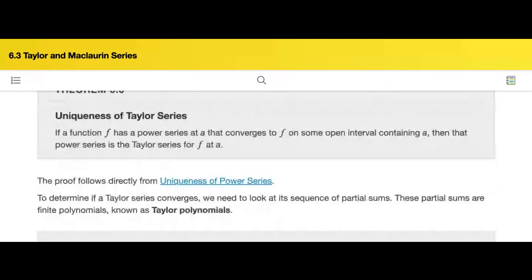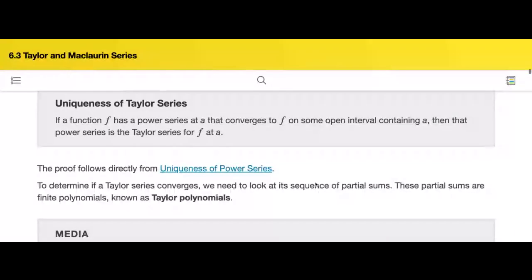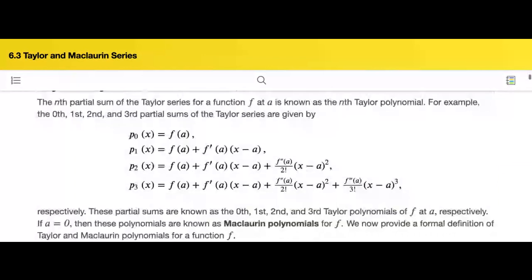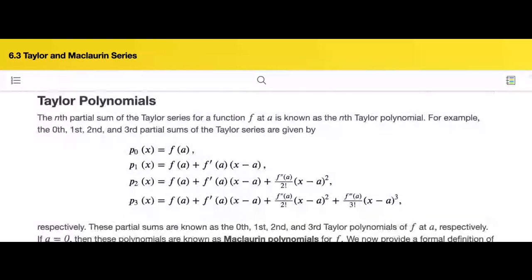If a function f has a power series at a that converges to f on some open interval containing a, then that power series is the Taylor series for f at a. Okay, so it's unique. Let's see this one. The nth partial sum of the Taylor series for a function f at a is known as the nth Taylor polynomial. All right.